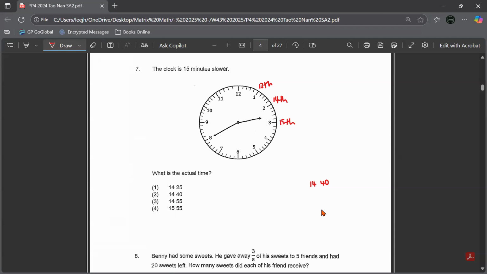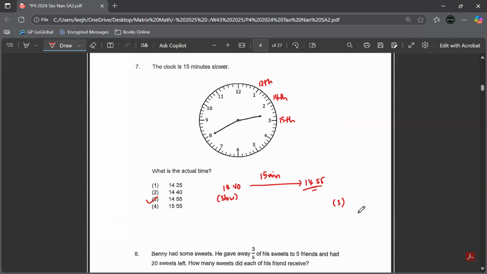Okay, so wait, I have to write the number first. Give me a while. Just a second. Yeah, okay. So sorry, that means I forgot this is the one. Okay, this is 14:40. So this is slow. So faster is 15 minutes faster. Okay, so it would be 14:55. Number 3.